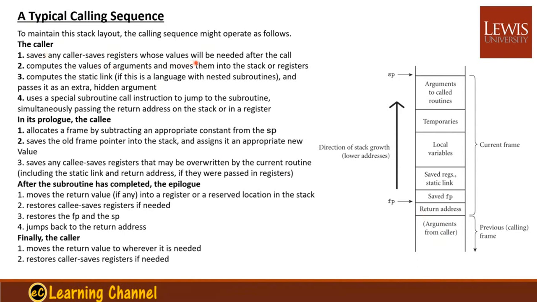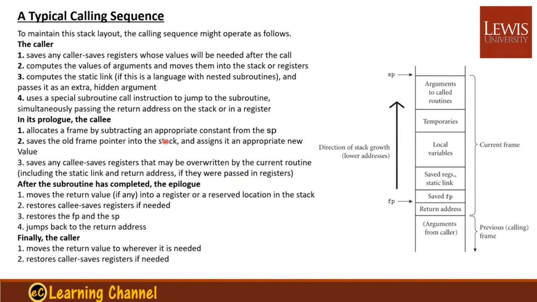Compute the values of the arguments and move them into the stack and registers. Compute the static link and pass it as an extra hidden argument. Use a special subroutine call instruction to jump to the subroutine, simultaneously passing the return address, so now we save the return address in the special link register. In the prologue, the callee allocates its frame by subtracting an appropriate constant from the SP.